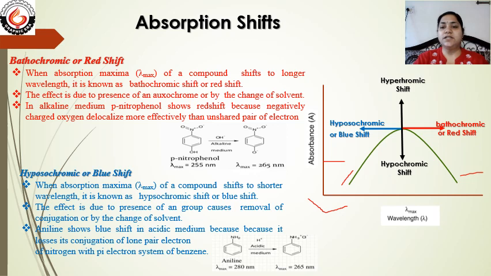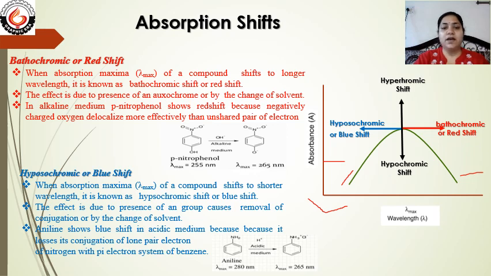So these are the two absorption shifts. In detail, the red shift is due to the presence of an auxochrome. If an auxochrome is present, this type of red shift may occur, or if the solvent is changed, then this type of shift can occur. That means the bathochromic shift is due to two reasons: the first is either the presence of an auxochrome, or a change in the solvent.